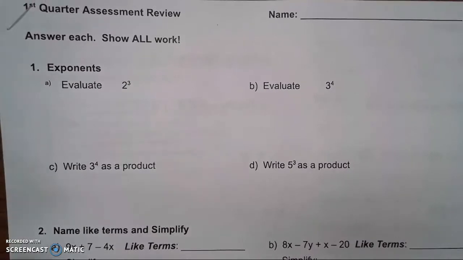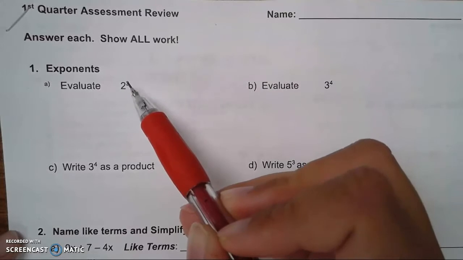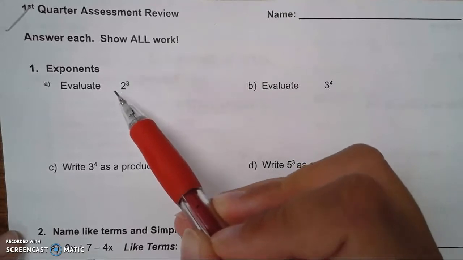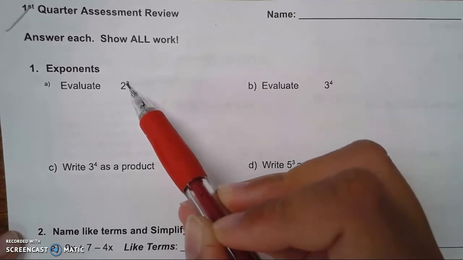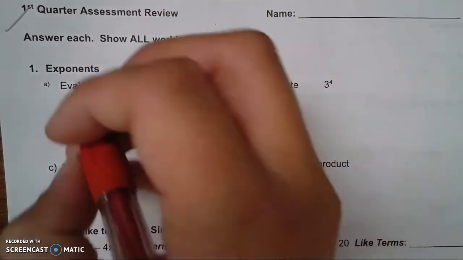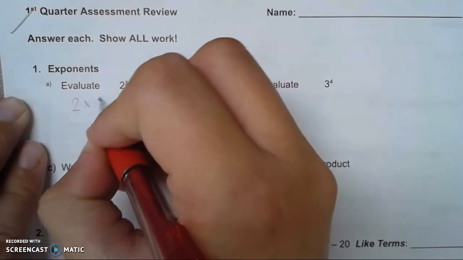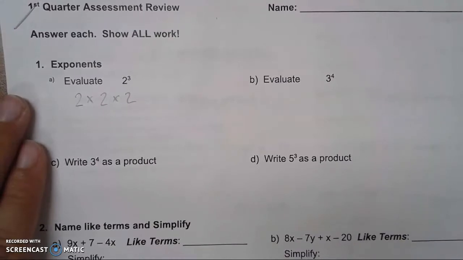So the first thing we're going to talk about is exponents. Remember, when you are trying to solve an exponent, this does not mean you're taking the base times the exponent, okay? This means that you are going to multiply your base times itself however many times it's telling you. So in this case, 2 to the third power means that you're going to take 2 times itself 3 times. So in other words, 2 times 2 times 2.